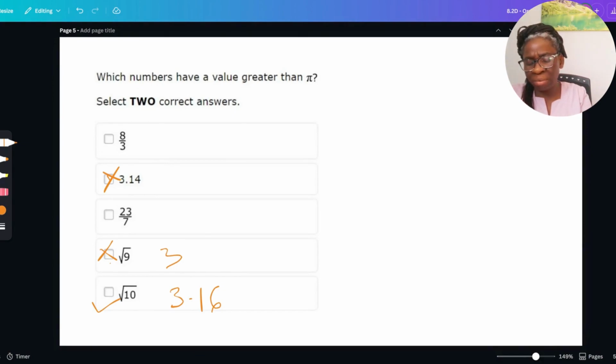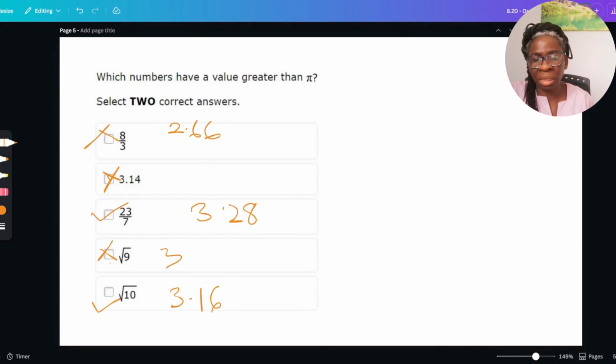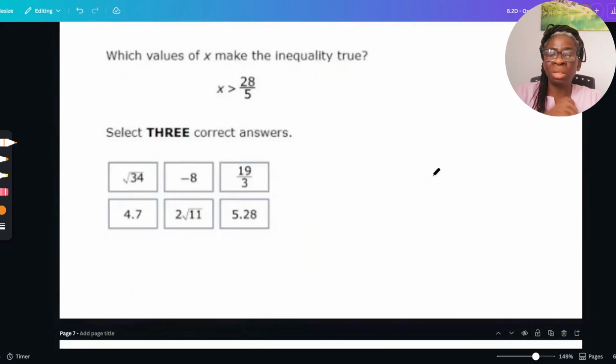Then what is 8 divided by 3? 8 divided by 3 will give 2.66. So this is not greater than pi. Then 23 divided by 7 will give 3.28. This is also greater than pi, because the approximate value of pi is 3.14, and these two are greater than 3.14.